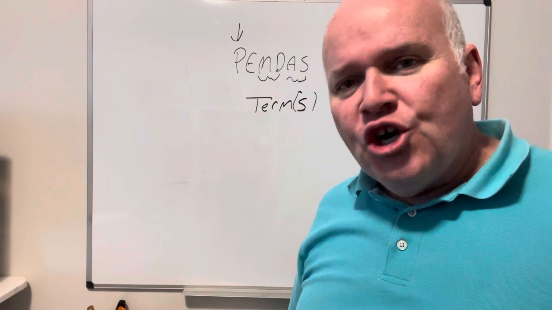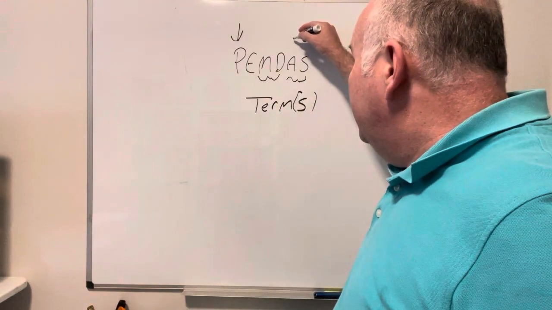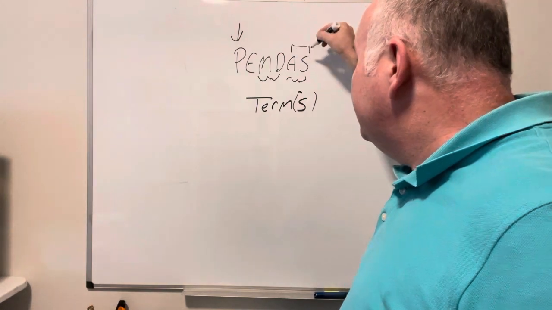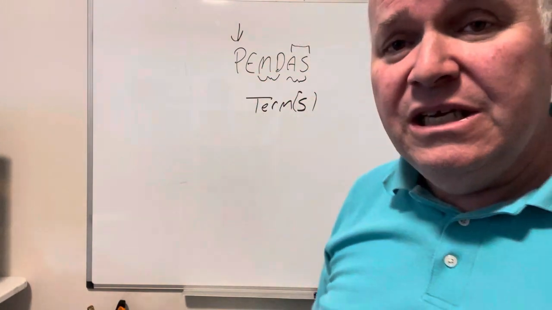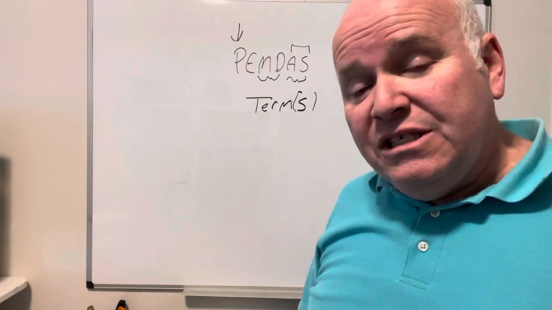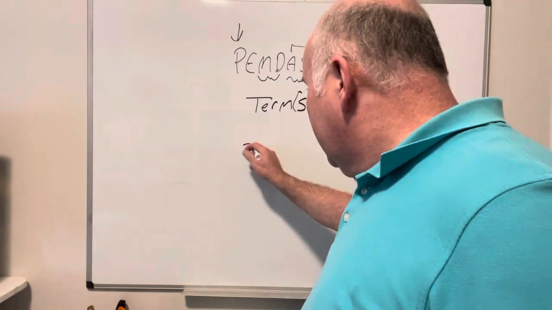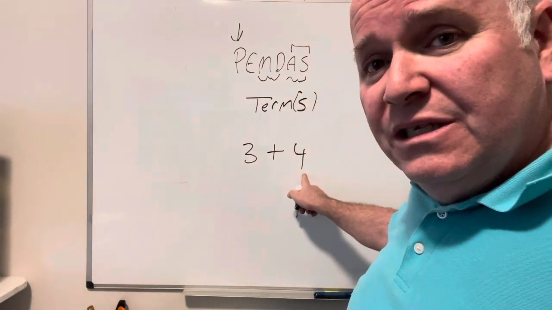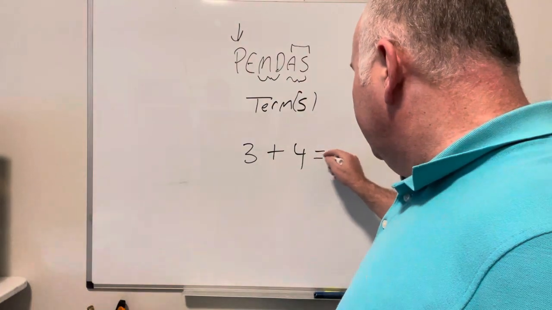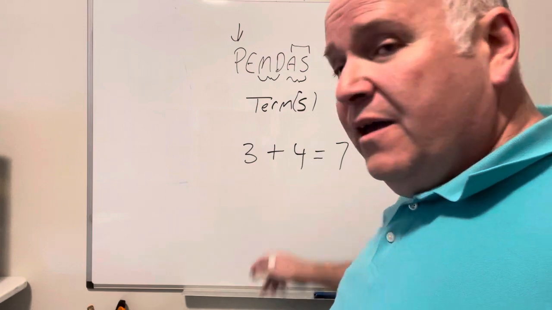And basically, terms are separated by addition and subtraction, okay? They're not separated by multiplication and division. But addition and subtraction will separate terms. So I can have 3 plus 4, and I have two terms in this equation, right? 3 plus 4 equals 7. So there's one term, there's another term.